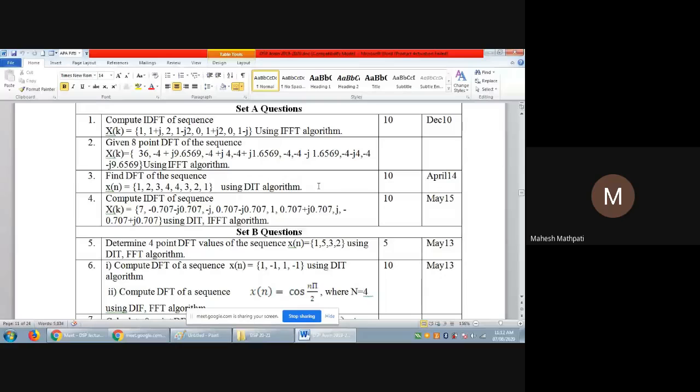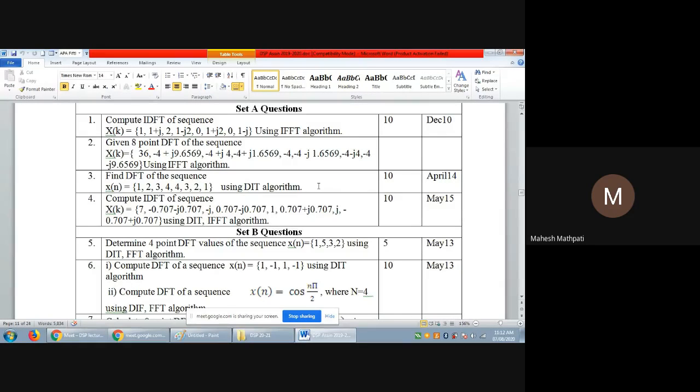W2 to the power 0 and W4 to the power 0, W8 to the power 1, W8 to the power 2, W8 to the power 3. That's it. Okay, means each stage requires 4 multipliers. So to perform this total computation, how many multipliers do you require? 4, 4, 4, 12 multipliers. Right?